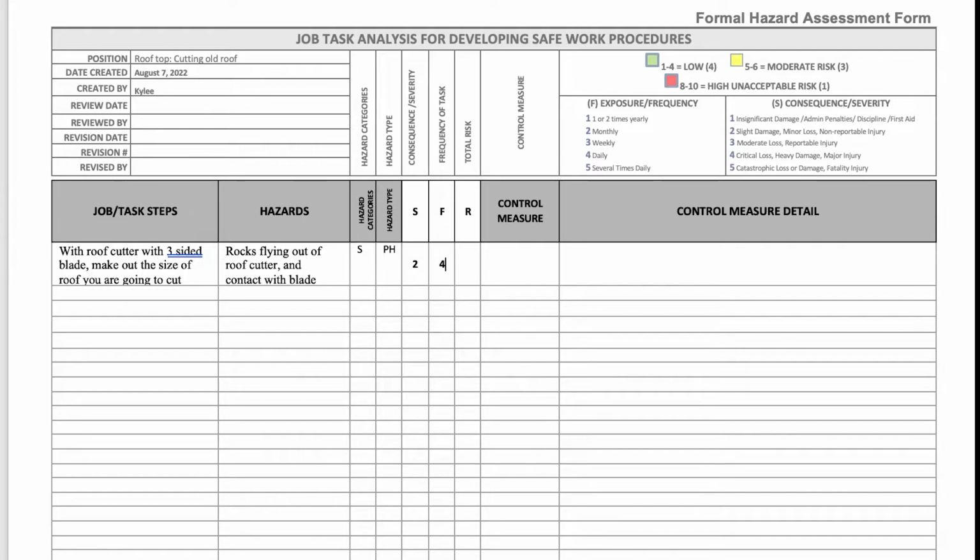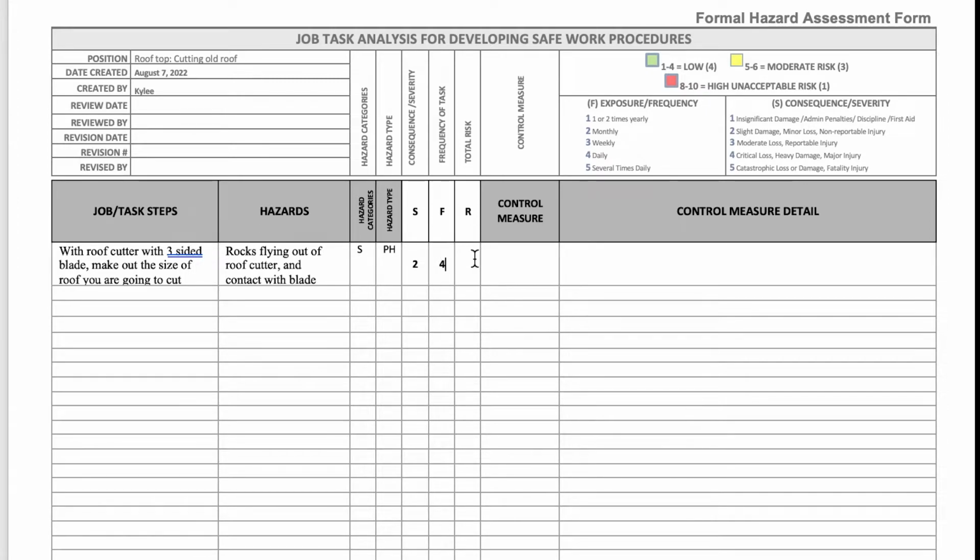And so then we're going to see, okay, again, we said a 2 for the S, the consequences of severity. So this is because there's slight damage, minor loss, non-reportable injury. So again, if you get hit by a flying rock, depending on the level of severity of the injury, it's unlikely that it's going to cause a severe injury, but it still could cause minor damage.